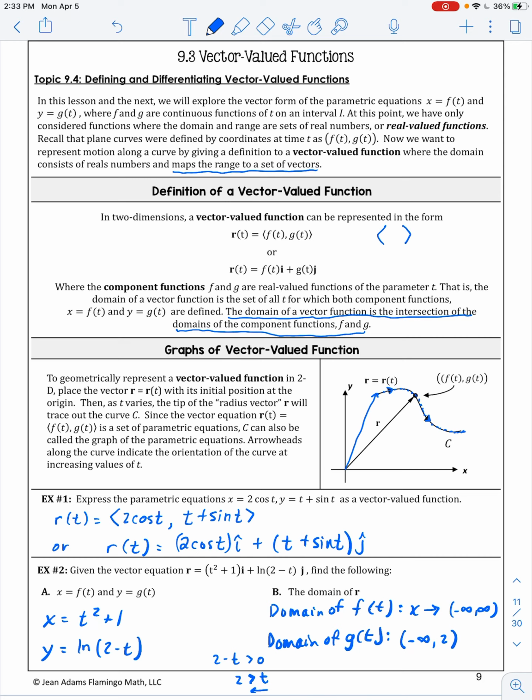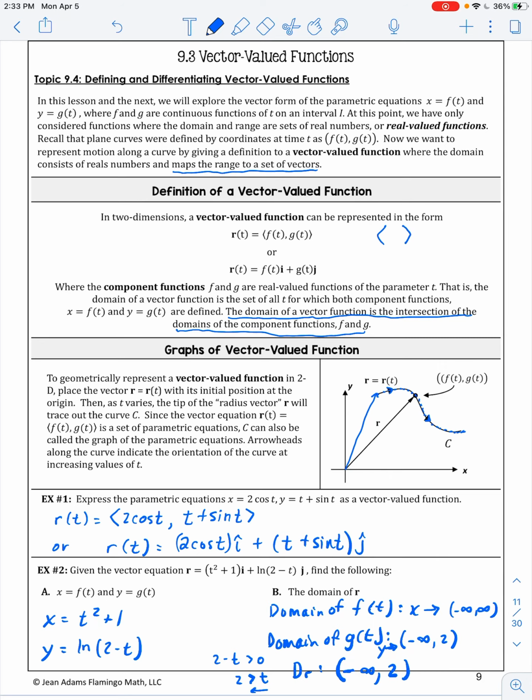And when we look at these, I guess I forgot to put y there. When we look at these together and do the intersection, the domain of r is going to be the intersection, negative infinity, comma 2. Okay, that is the intersection. Which one do they share?